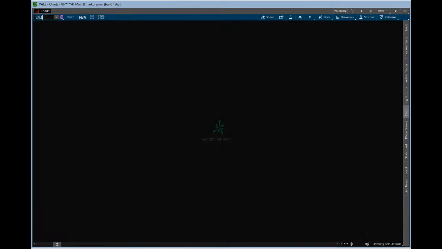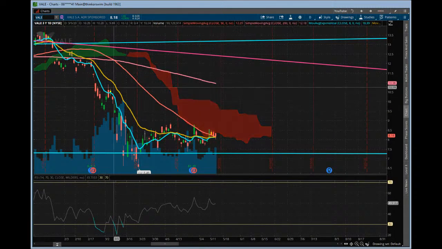And then Vale. Yeah, Vale getting tight. Oh, still got the Fibonacci's up.